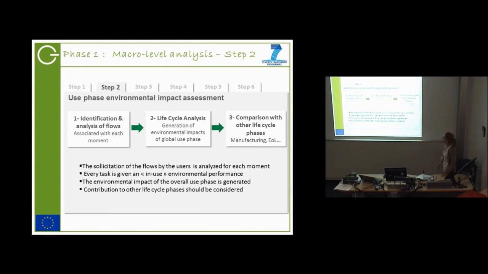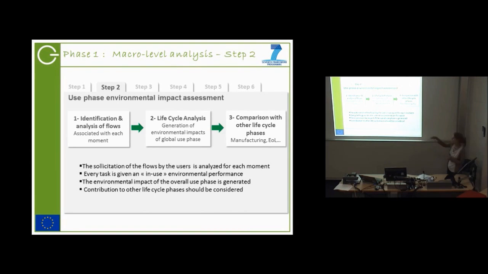After that, we have to do the use phase environmental impact assessment. It consists of 3 stages. The first one is to identify and analyze all the flows that are associated with each moment, so the elementary flows such as energy, water, or any other kind of consumables, and to also study how these flows are solicited by the user.